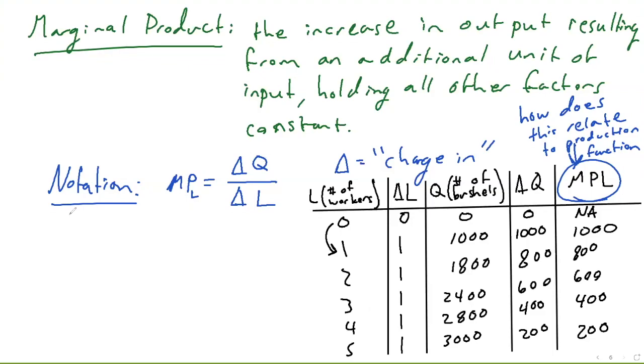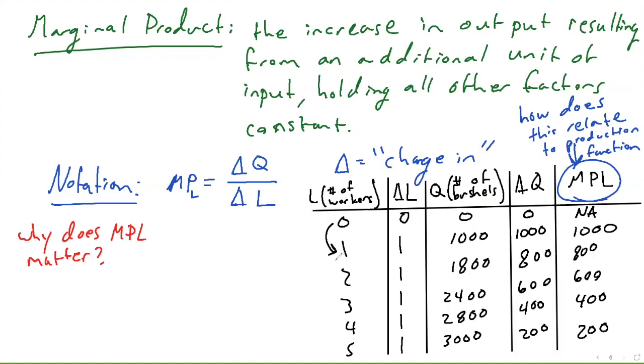So another question you might have is, why does the marginal product of labor matter? Well, each additional worker adds to the cost of the firm. You have to pay them wages. So knowing how much they're going to produce helps you decide whether to hire them or not.